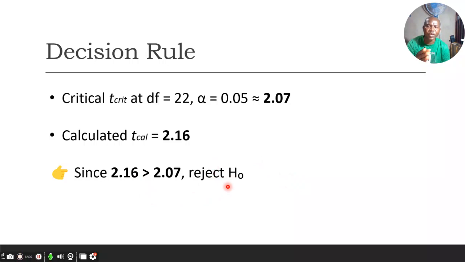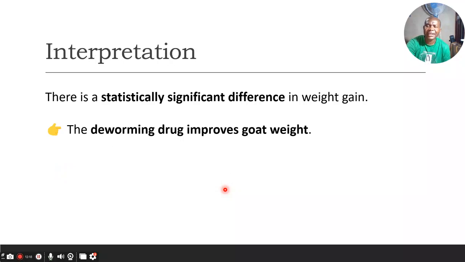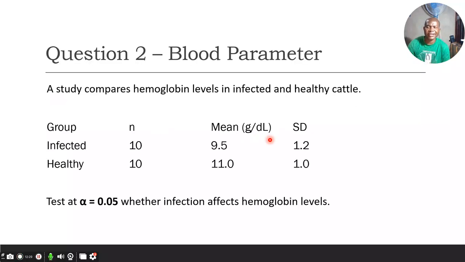So we go ahead to say we reject the null hypothesis, stating that the difference we have observed in our data set in those two groups is statistically significant. Very, very important. So the interpretation again is that statistical significance is established in this weight. The deworming drug improved goat weight.